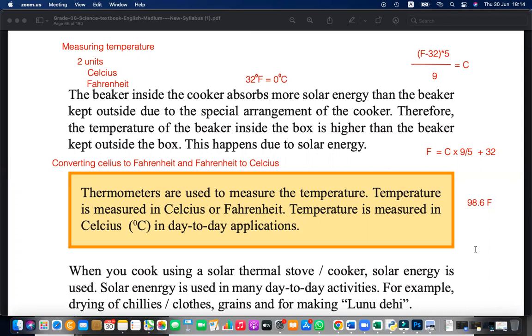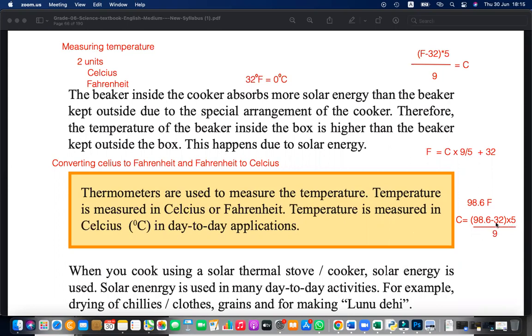So what you have to do is use this equation: C equals (F minus 32) multiplied by 5, and the final answer you divide by 9. Here F is 98.6. So let's see: 98.6 minus 32 multiplied by 5, then divided by 9.